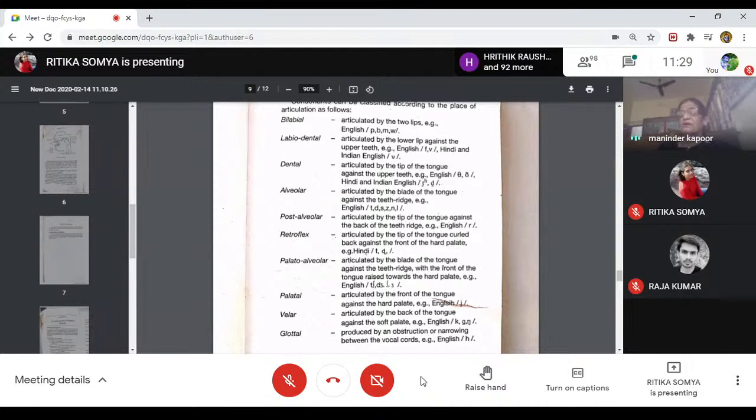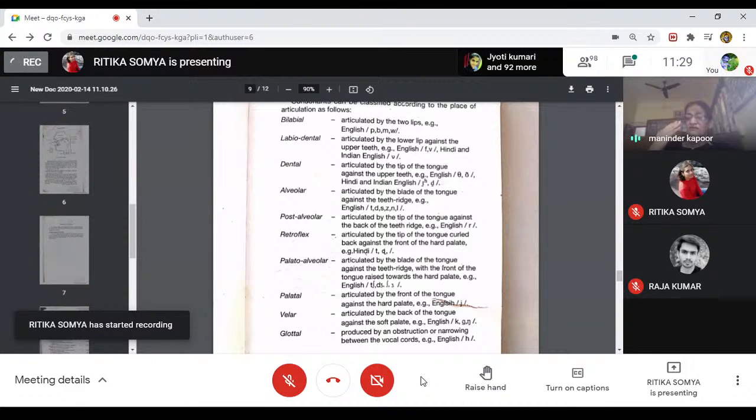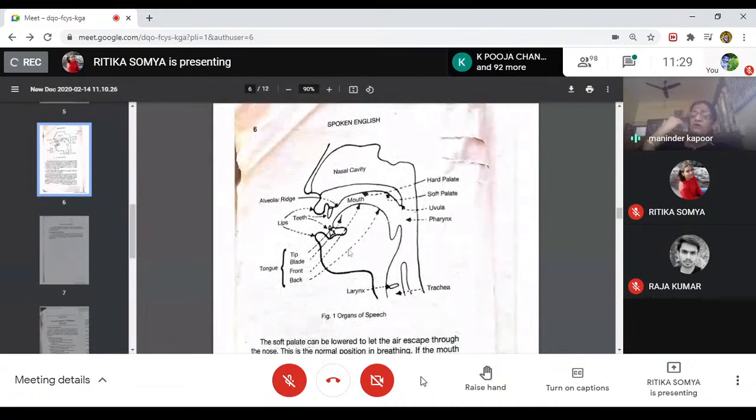So when we are saying m, n, ng, what happens is that for all the other sounds, the soft palate is raised. You know what the soft palate is? It is an extension, if you're talking about the roof of your mouth. The last end of the roof of your mouth is the soft palate. You can see for yourself. Now, when that soft palate is raised, the air passage is blocked, right? So the air cannot move out of the nose. So it has to move out through the mouth.